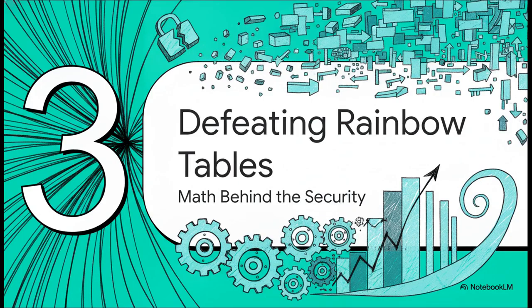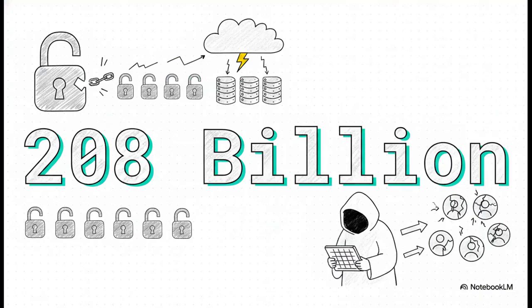Section 3, defeating rainbow table attacks. Let's look at the math that makes this work. 208 billion. Now, in everyday life, that's a massive number. But in cryptography, it is actually terrifyingly small. 208 billion combinations is roughly all it takes to pre-compute a rainbow table for an 8-character lowercase password. For a modern attacker with some decent hardware, calculating and storing 208 billion hashes is a walk in the park. It's highly manageable. And that right there is why unsalted databases are such easy pickings. The attacker builds the table once, and they completely own your users.